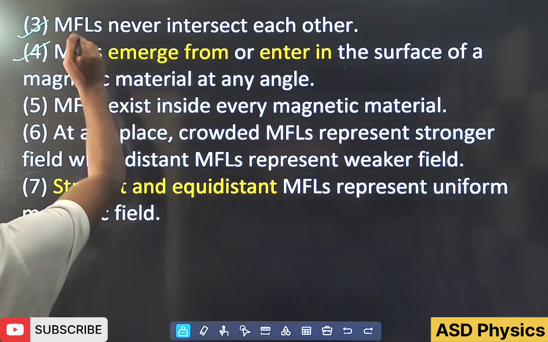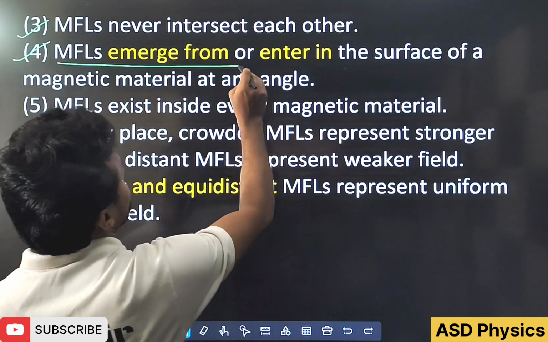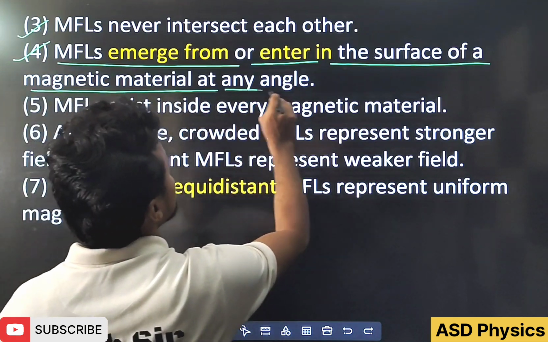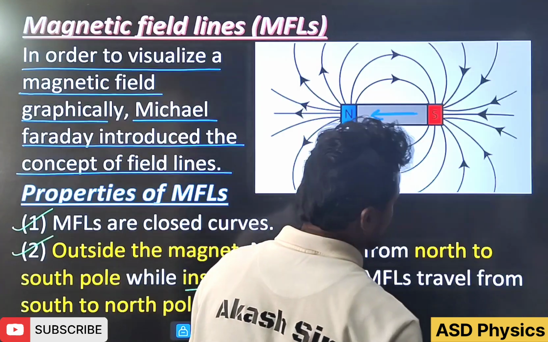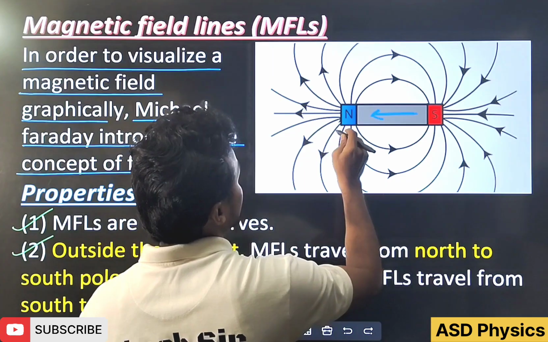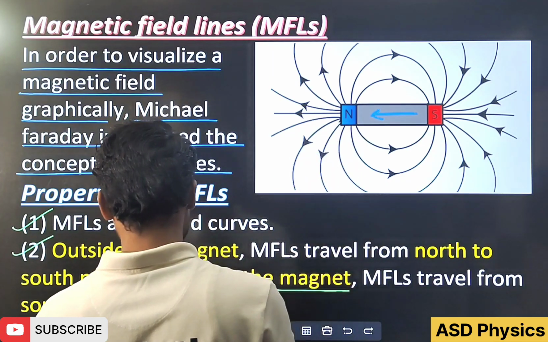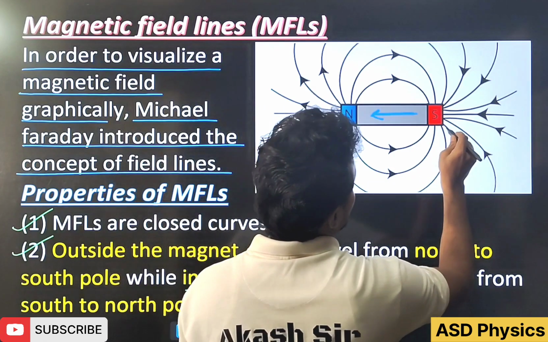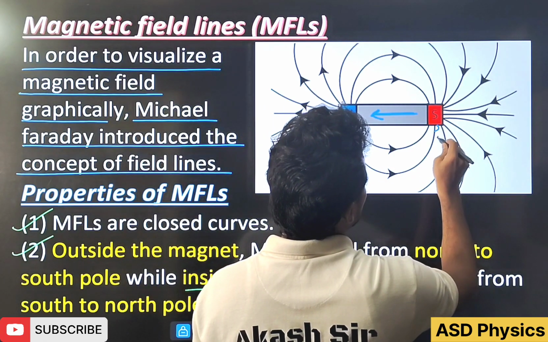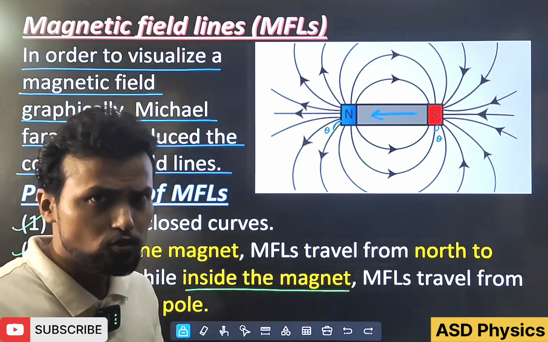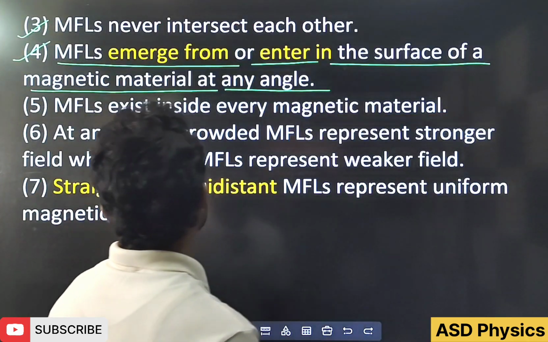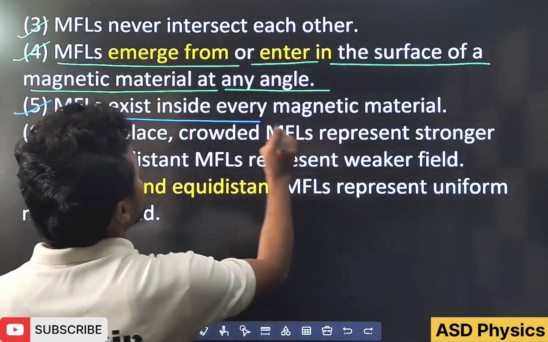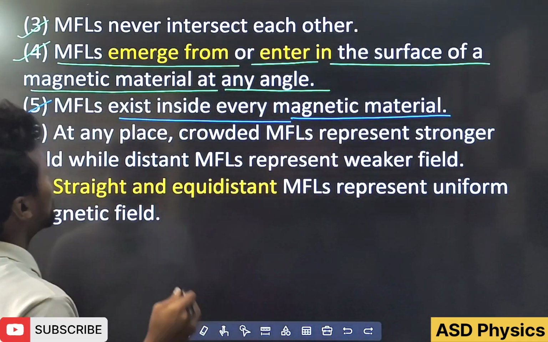Remember that. Fourth, MFLs emerge from or enter the surface of a magnetic material at any angle. What do we mean by any angle? For example, when a line is coming out, it does not mean that the angle is 90 degrees. It can be any angle. And when they are entering, they can enter at any angle. Next, MFLs, that means magnetic field lines, exist inside every magnetic material.